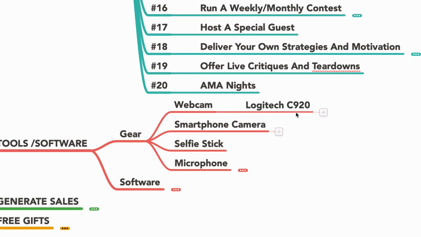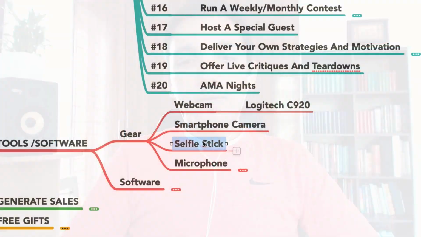So the gear that you would need is a good webcam. I would recommend a Logitech C920. There's also C932. Very good quality webcam, even up to 4K. 1080p is what you can go with. Even nowadays your smartphone cameras are getting much better by the day. Pick up a selfie stick.